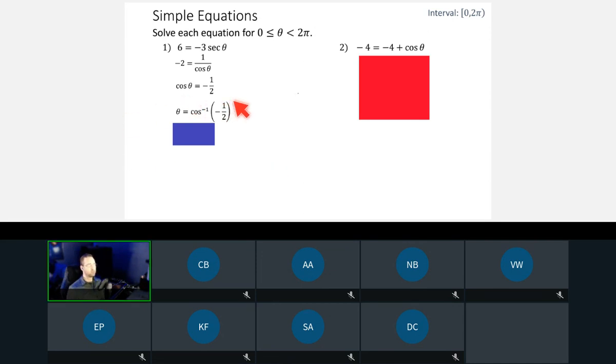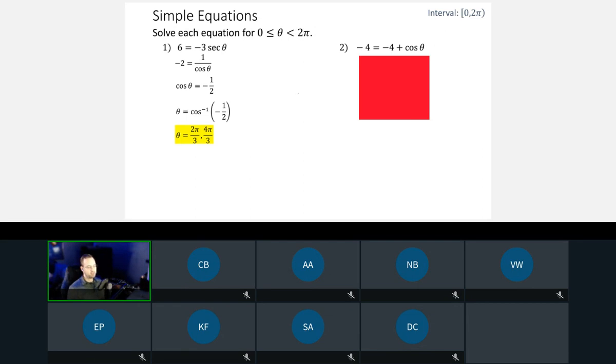So in quadrant 2, what is the radian, the angle in quadrant 2? 2 pi over 3. So that is the first answer. And if you type it in your calculator, that's the one it's going to give you. So looking at the unit circle, what is the other radian? 4 pi over 3. Yes.